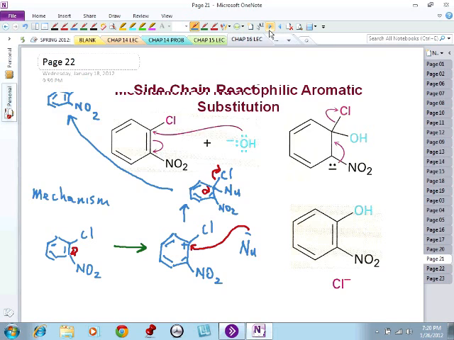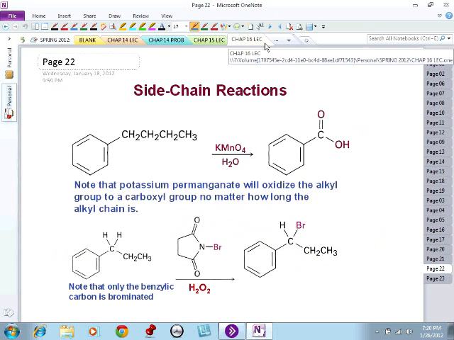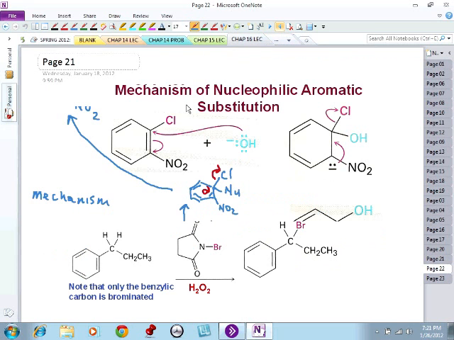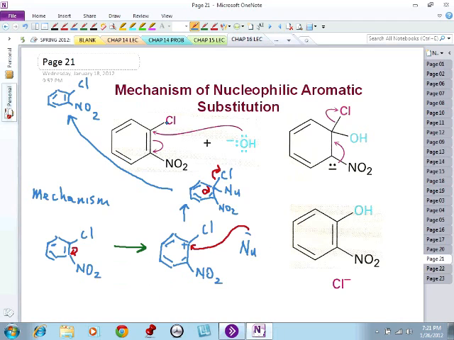And finally, before we finish this, this reaction only occurs when you have a leaving group, in this case the chlorine, on benzene, and also ortho to that leaving group must be an electron withdrawing group, like a nitro group, for example.